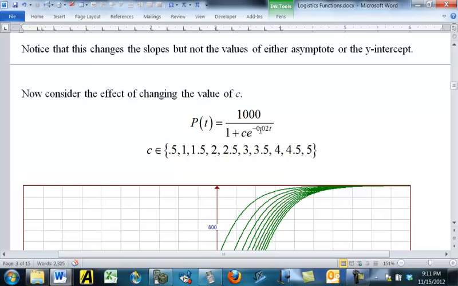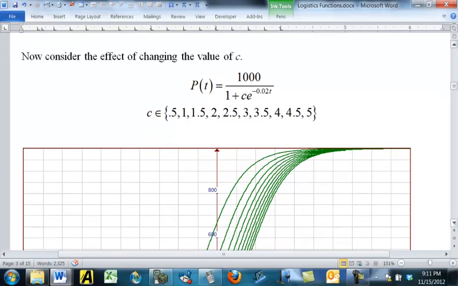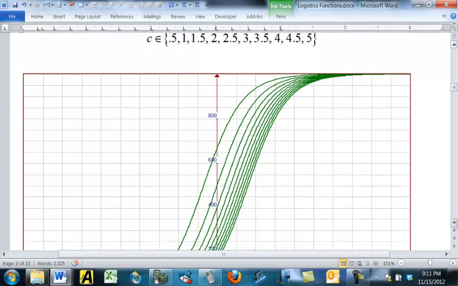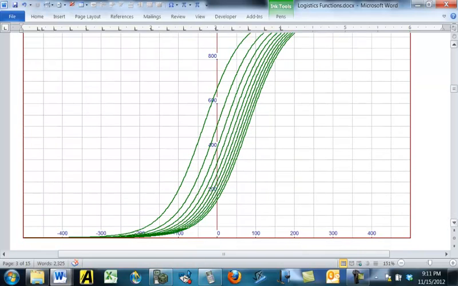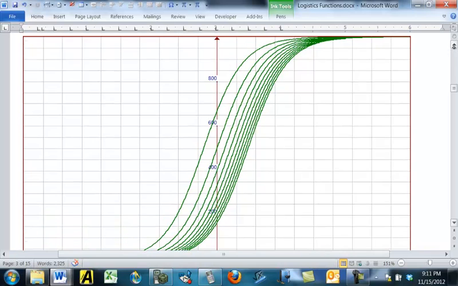Now what happens if we change the value of c? So leave everything else alone and change the value of c. And if you look, I think you can kind of see just by looking at this that this is just a horizontal shift.